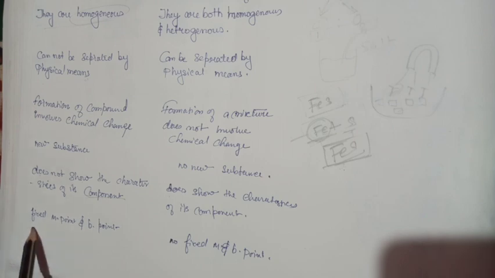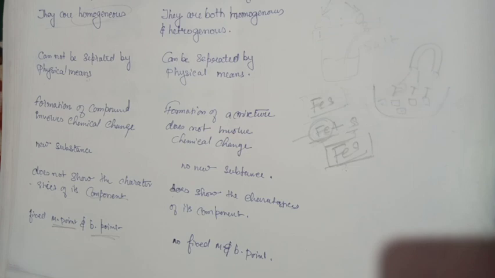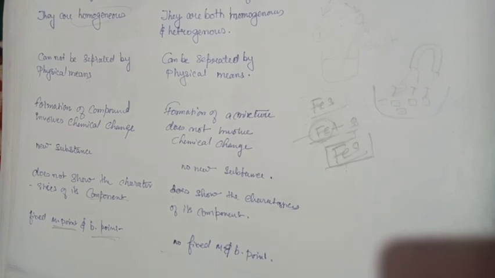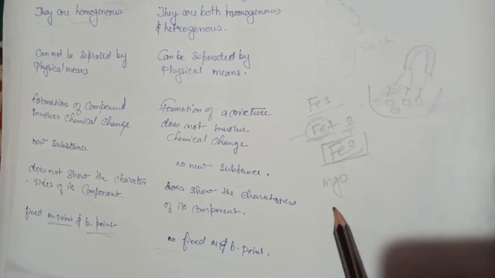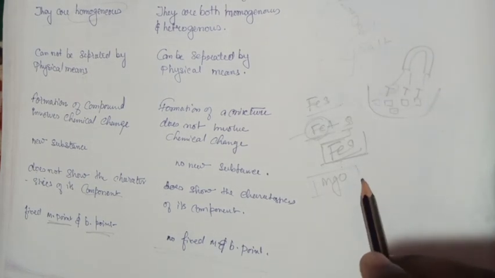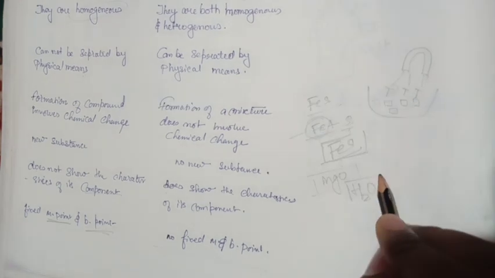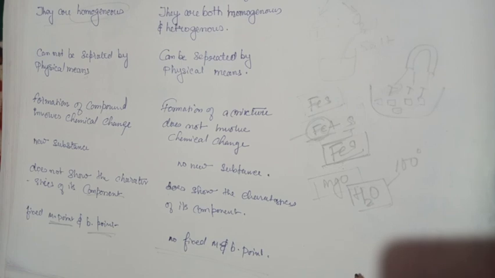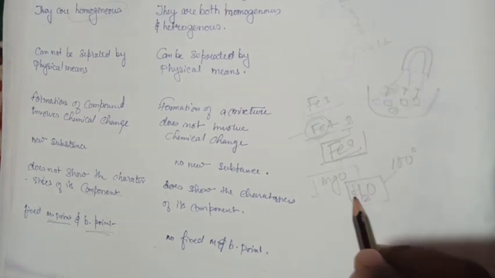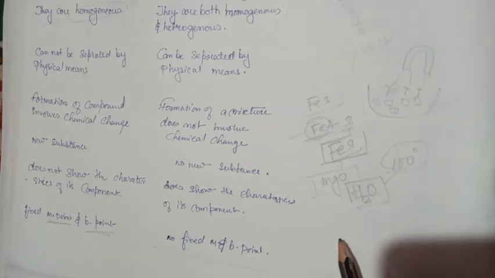Then compounds have a fixed melting point and fixed boiling point, whereas a mixture does not have any fixed melting or boiling point. For example, if we have a compound magnesium oxide, MgO, suppose it melts in... let us take another example which will be easier for you. Suppose water. Water boils at 100 degrees centigrade. When the two elements are made into a compound, it has a boiling point of 100 degrees centigrade.